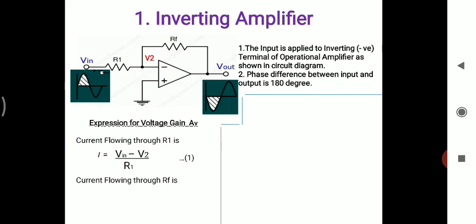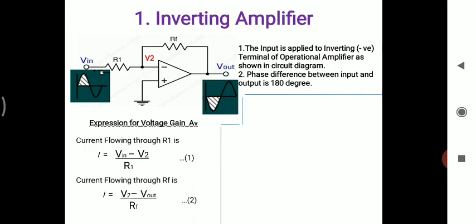How do we calculate the voltage drop across resistance RF? In similar steps to equation 1, we again consider the potential difference between the two end terminals of the resistance RF. The two end terminals are V2 and V out. Then V2 minus V out divided by resistance RF gives the current flowing through resistance RF. This will be equation number 2.